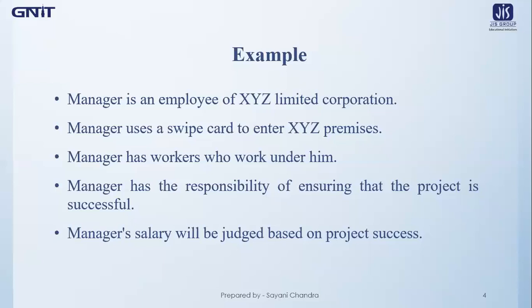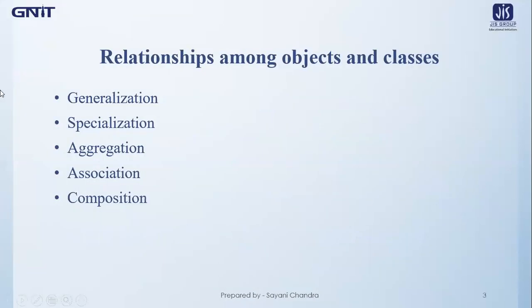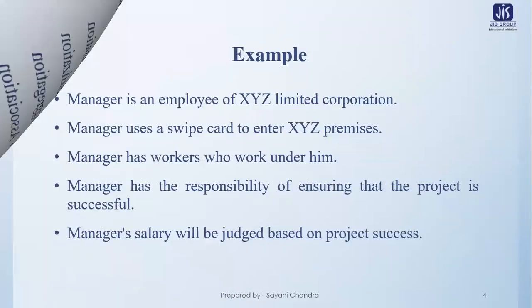So these are all about relationships among objects and classes. The first two relationships that we have learned are generalization and specialization. These two are relationships among classes, and the rest three are relationships among objects. So now let's move on to the next slide.